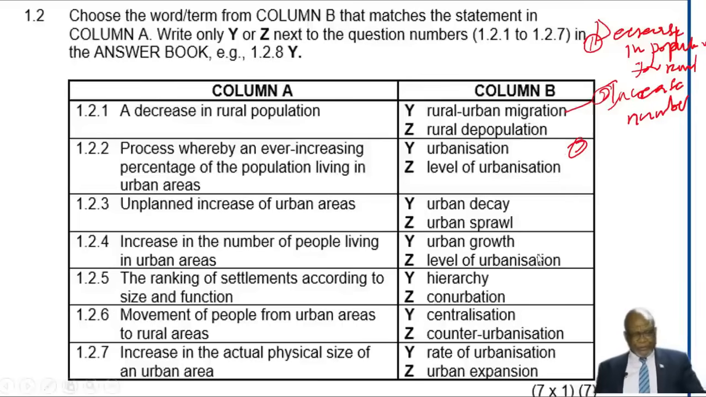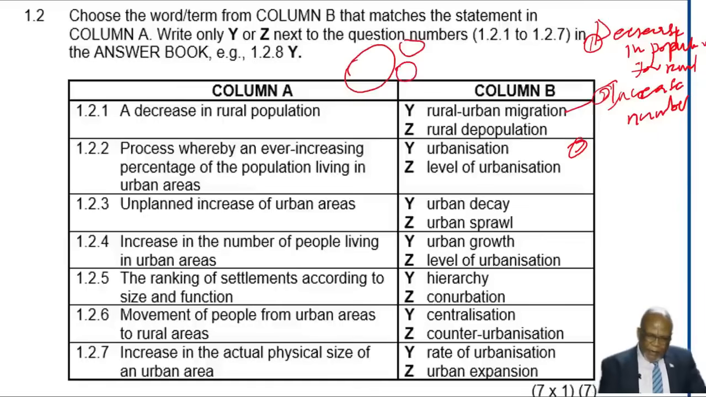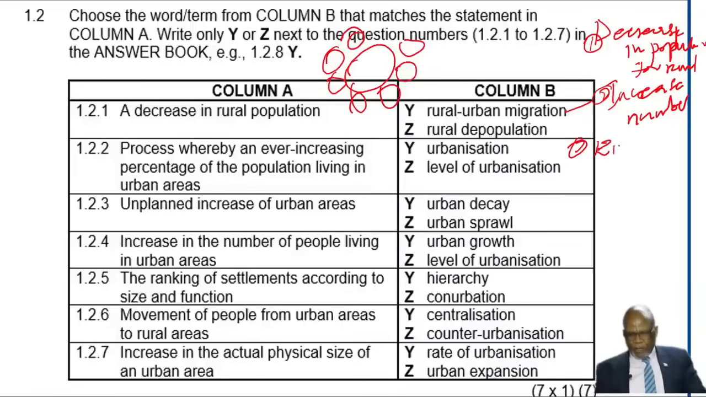Now, once these people move into urban area and the population increases, what is going to happen now? These people are going to have more needs. They need more houses. They need more schools. They need more churches. They need more shopping centers. They need more everything, more industries. So what's going to happen now? Now we start expanding the urban area. So what do we call that now? We call it urban expansion.